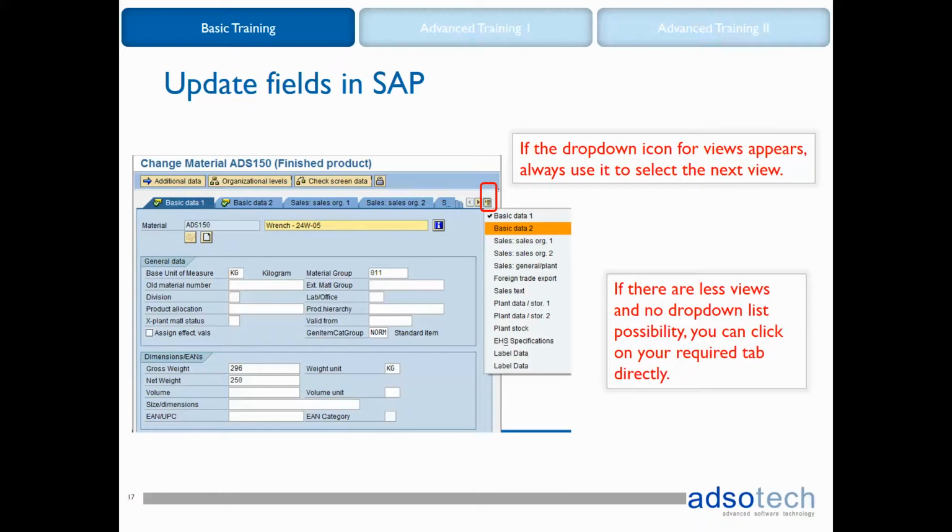If you wish to navigate to a different tab or view, it is possible to simply click on one of the view headers that are shown, for instance Basic Data 2. However, most times you also have the option of using the drop-down list as pictured here. If the drop-down list is available, we recommend to use it for your navigation needs. Here we navigate to Basic Data 2 tab by using the drop-down list.